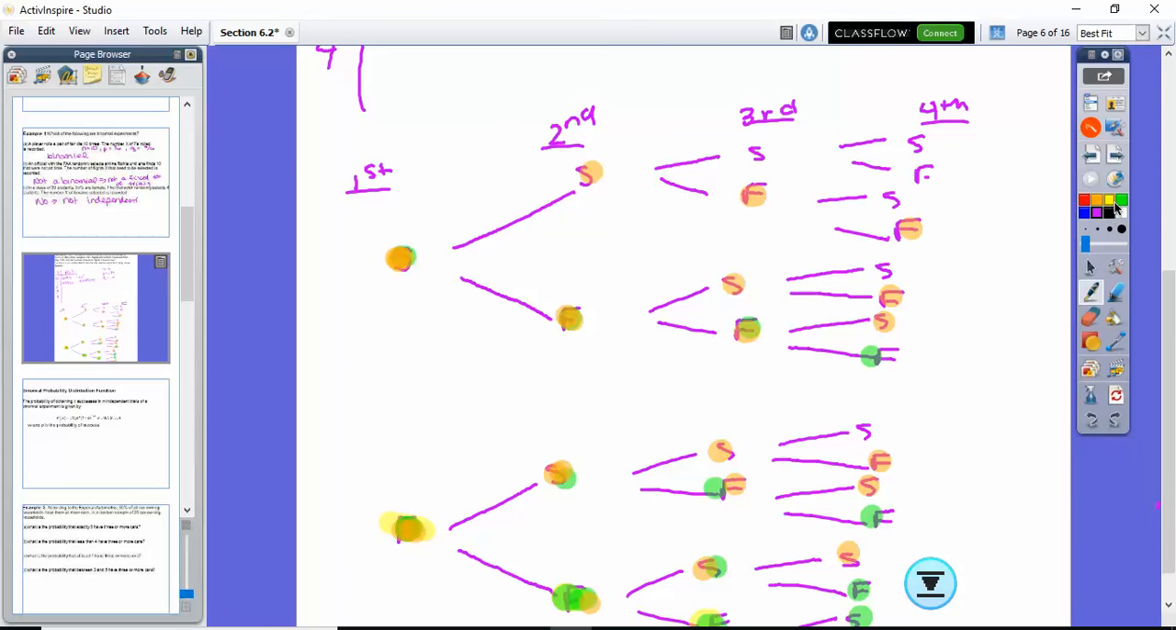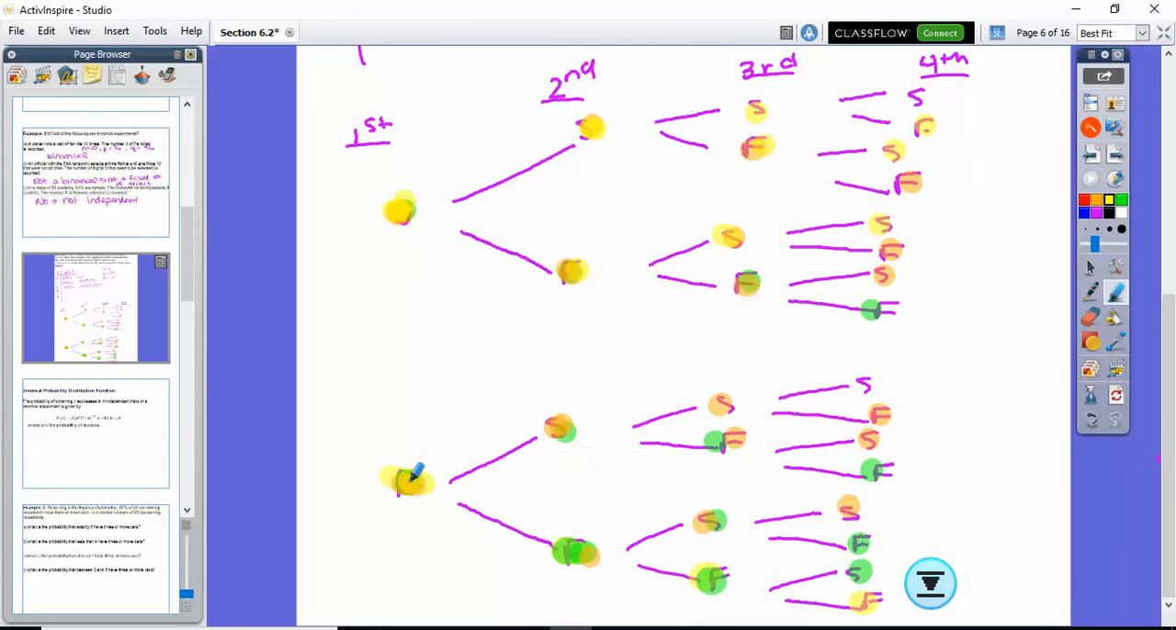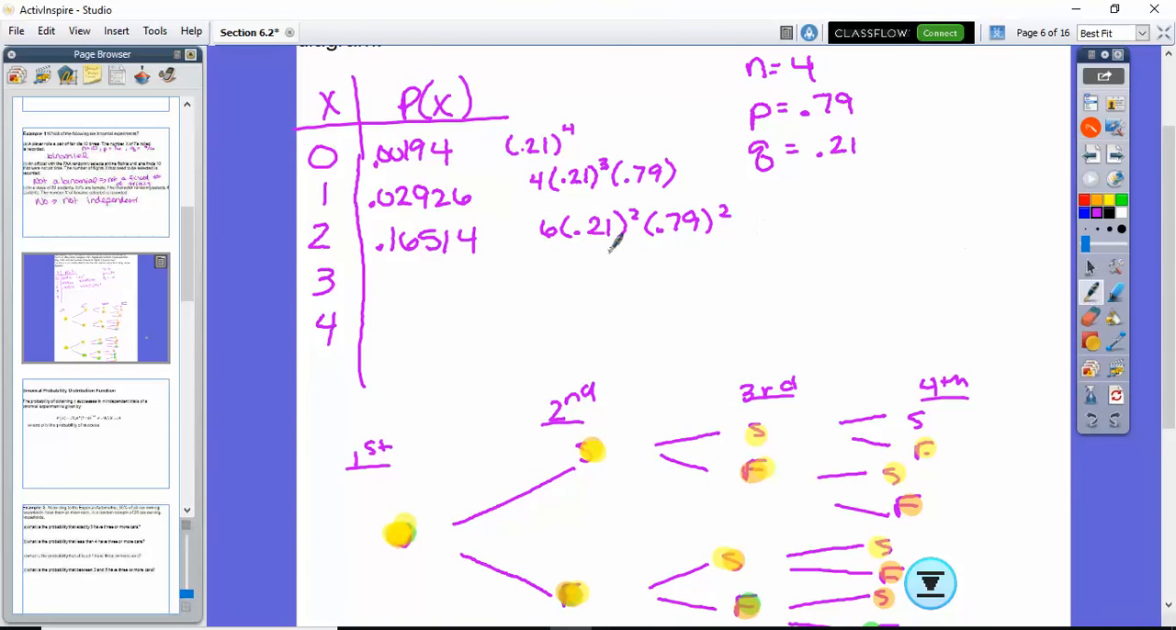Alright, next, I want to do the probability that I'm on time 3 times. So I'm only going to be late once. So that could be success, success, success, fail. Or success, success, fail, success. Or success, fail, success, success. Or start out late and you're on time every time after that. So that happens 4 times. Okay, so you were only late once, but you were on time 3 times.